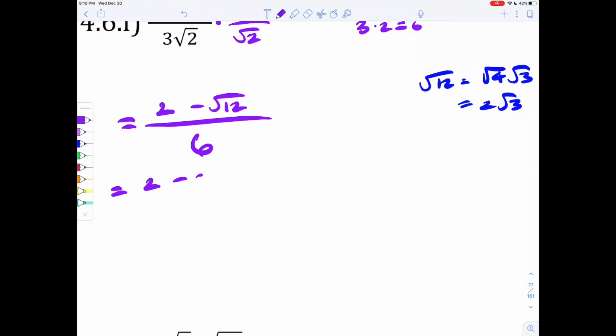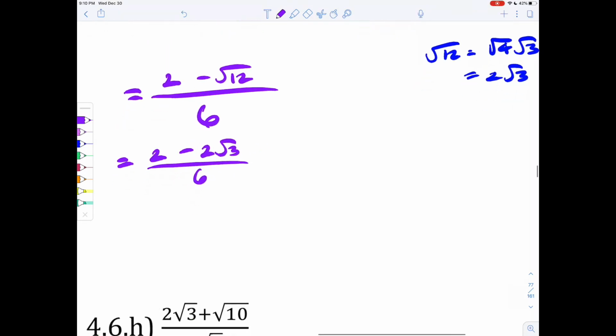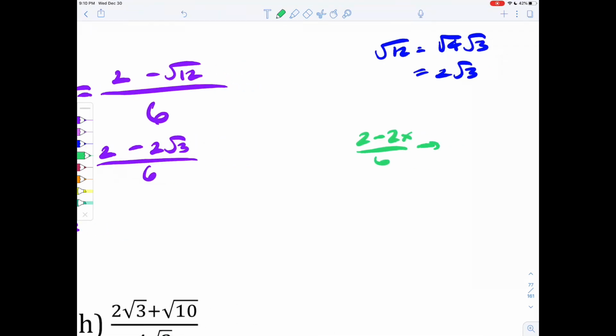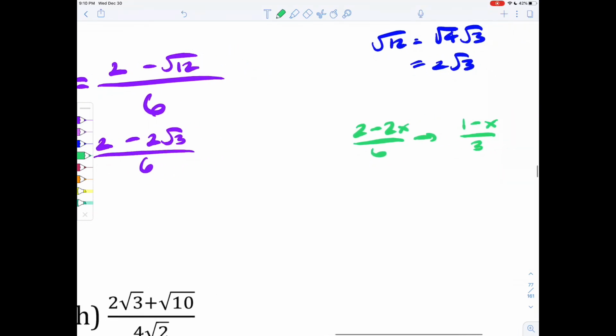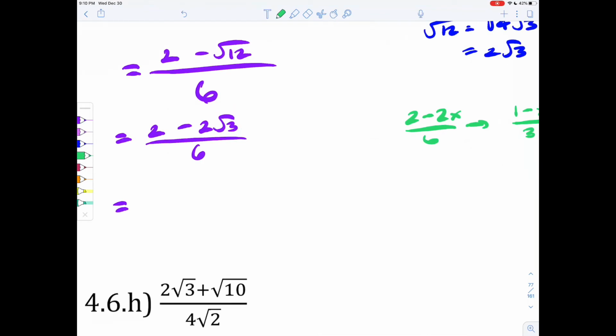And with that knowledge, I'm going to say this. For my final step, the parallel is like saying that we've got 2 minus 2x over 6, and we can divide all those by 2 to give us 1 minus x over 3. Just instead of an x, in this case, we've got this root 3 kicking about. So we're going to have 1 minus root 3 over 3. I've divided all the whole number components by 2. All right, so this example is done.